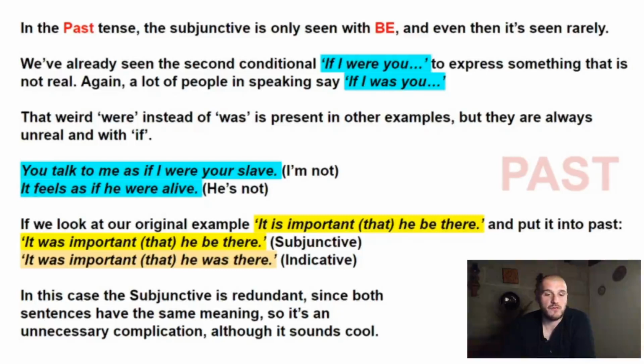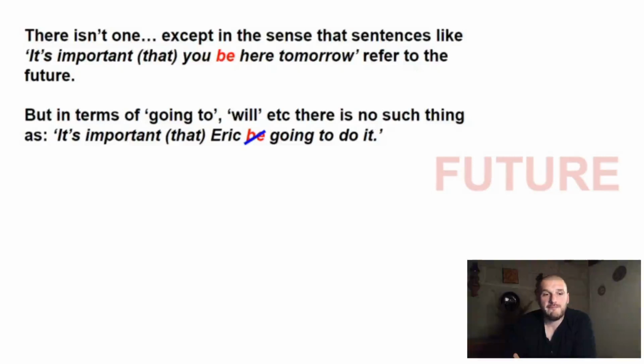So it's important that you understand it. In past tense, pretty much you don't see it. In future, there isn't one. There is no subjunctive in the future, except in the sense of sentences like, it's important that you be here tomorrow. Obviously, it's talking about the future, but there's no future verb subjunctive, if you see what I mean.